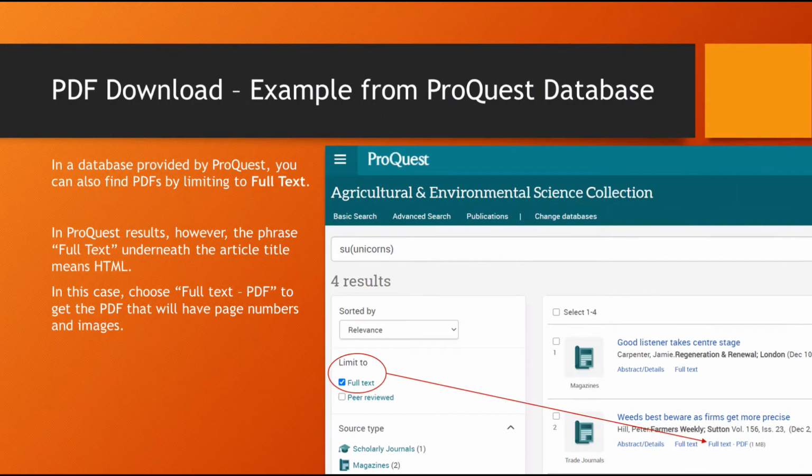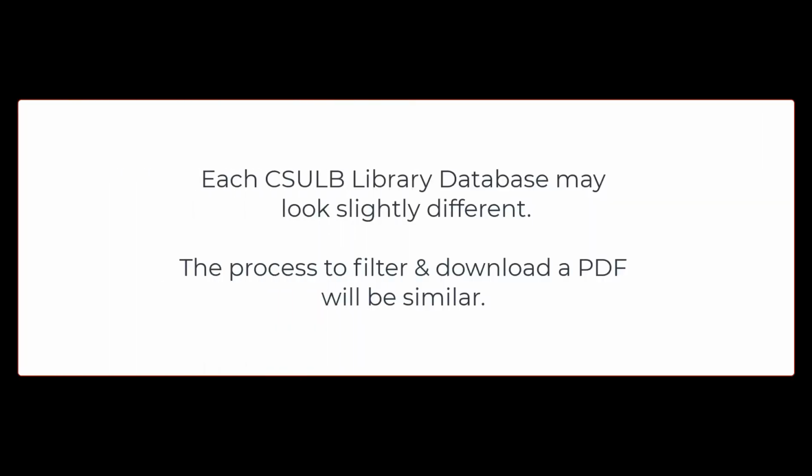PDF download, example from ProQuest database. In a database provided by ProQuest, you can also find PDFs by limiting to full text. In ProQuest results, however, the phrase full text underneath the article title means HTML. In this case, choose full text-PDF to get the PDF that will have the page numbers and images. Each CSULB library database may look slightly different. The process to filter and download a PDF will be similar.